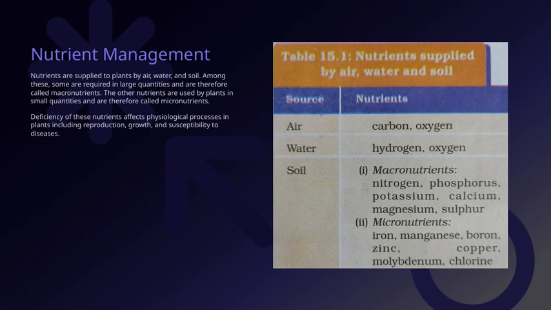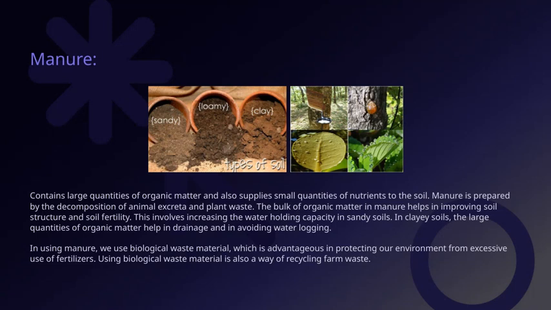Manure contains large quantities of organic matter, which is really important for the soil, and it also supplies small amounts of nutrients. It's prepared through the natural decomposition of animal excreta and plant waste. The organic matter in manure plays a crucial role in improving soil structure and increasing fertility. For example, in sandy soils, manure helps boost the water-holding capacity, making it more capable of retaining moisture. In contrast, in clayey soils, the organic matter helps improve drainage and prevents waterlogging.